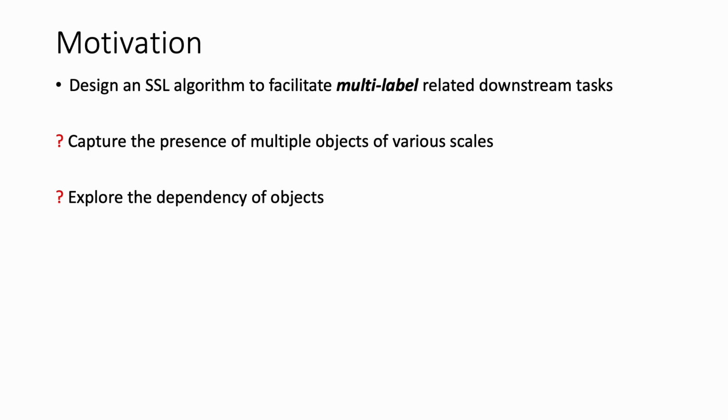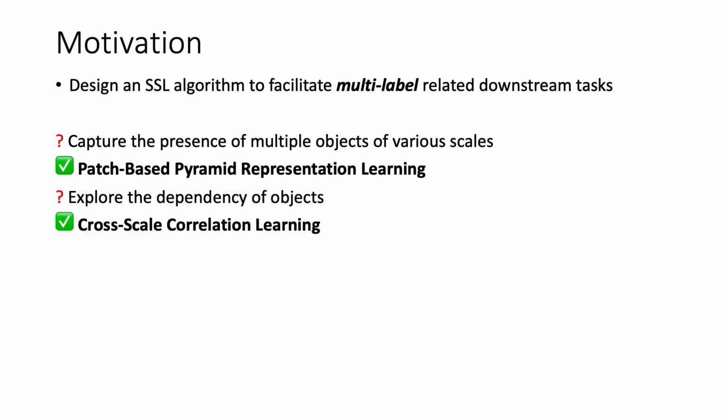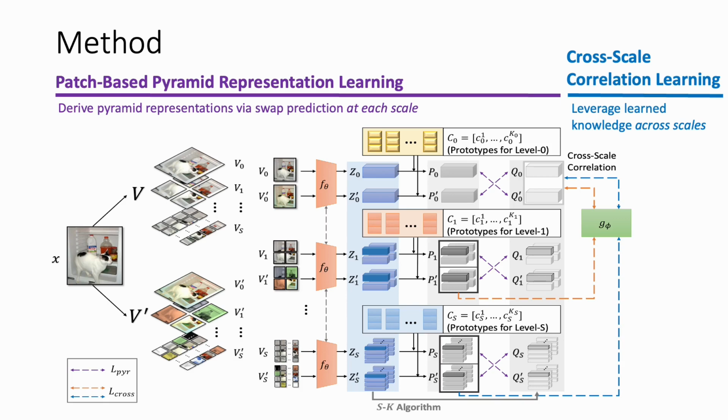The two main challenges we solve in this work are listed below. First, to capture the presence of multiple objects at various scales, we use patch-based pyramid representation learning to extract information from image patches of various scales. Second, because it is important to explore the dependency of objects in multi-level settings, we seek to use cross-scale correlation learning to explore semantic correlation across different scales. As I mentioned, our proposed framework can be divided into two main components.